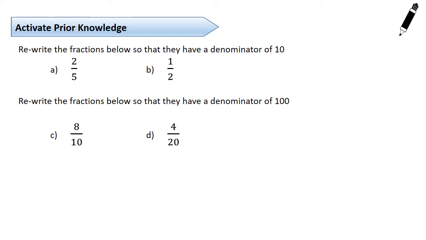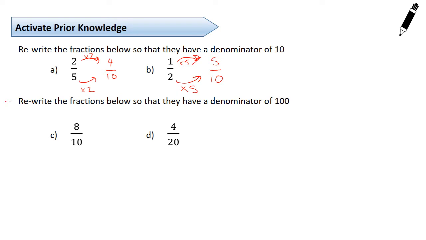Right, so with both of these ones, we want to rewrite so the denominator of them is 10. So how do we turn a 5 into a 10? We times by 2, and what we do to the bottom, we've got to do to the top. So 2 times 2 is 4, 5 times 2 is 10. So 2 on 5 and 4 on 10 are the same. How do we make a 2 into a 10? Times it by 5. Let's do the same thing to the top. So we get 5 over 10.